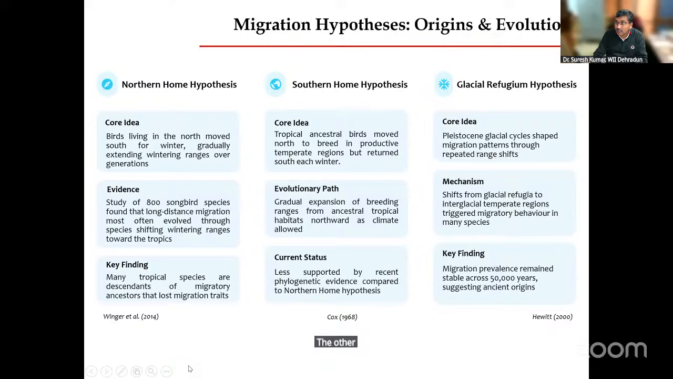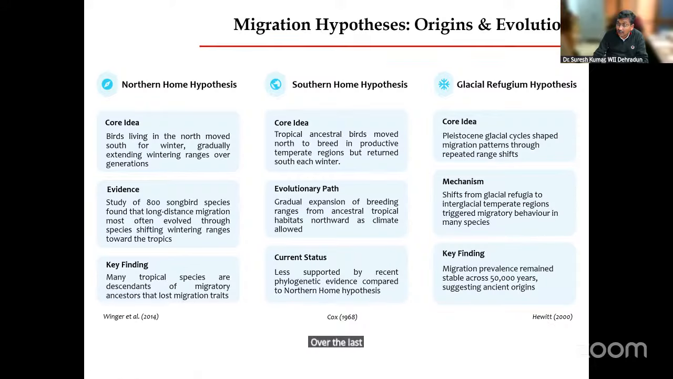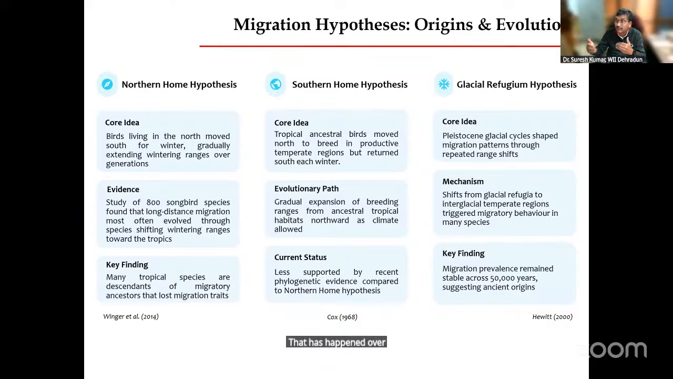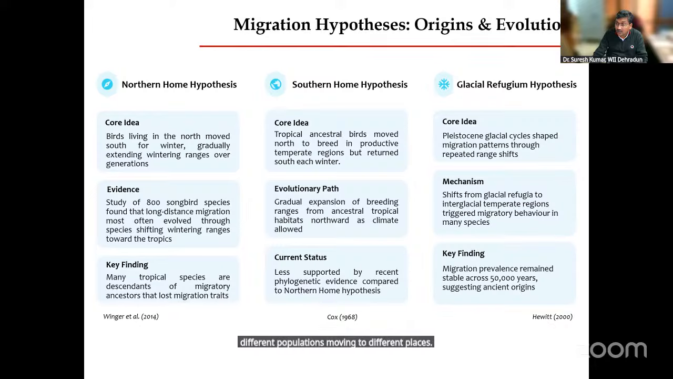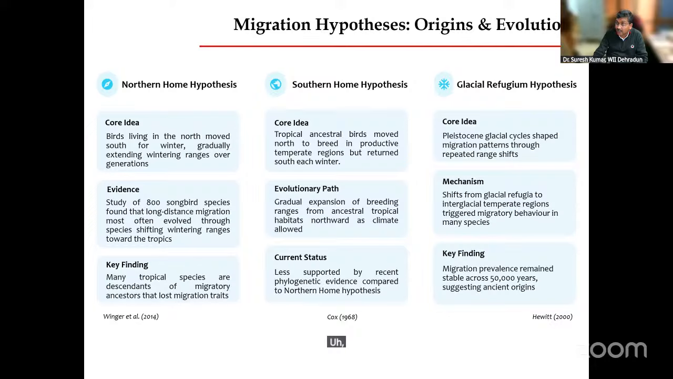The other one is the glacial refugium hypothesis, which is associated with the Pleistocene glacial cycles over the last few millennia, shaping migration patterns through repeated range shifts. So range expansion, range contraction, range expansion, range contraction, that has happened over this time period, and that has shaped what populations go where and how they're structured. Could be the same species, but different populations moving to different places. So shifts from glacial refugia to interglacial temperate regions triggered migratory behavior in many species. I'll show you some examples of that.